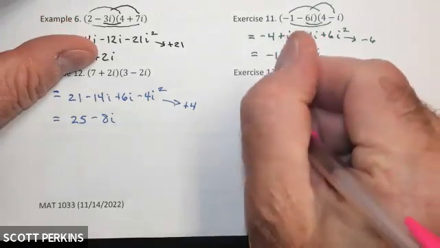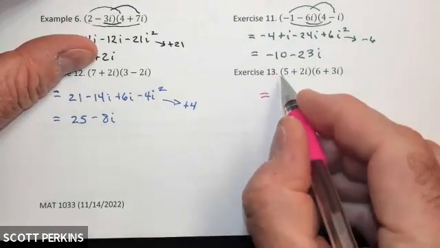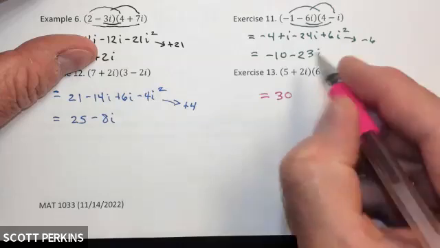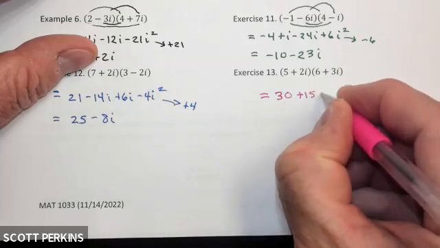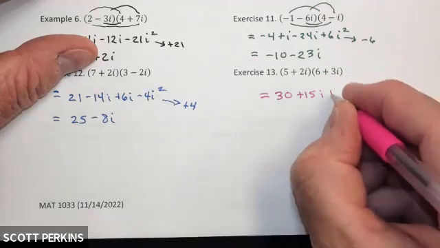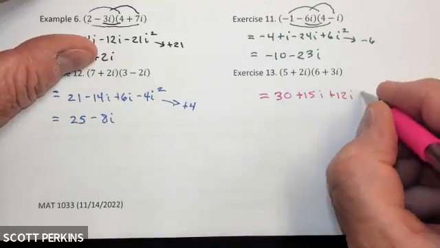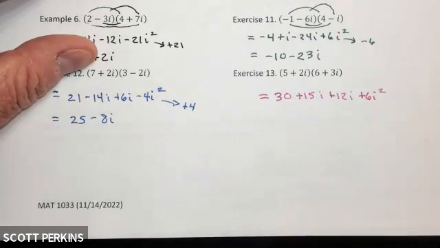All right, my last one, first, outers, inners, last. My first, 5 times 6 is 30. Outers, 5 times 3i is 15i. Inners, 12i. And then my last, 2i times 3i is 6i squared. And there we go.